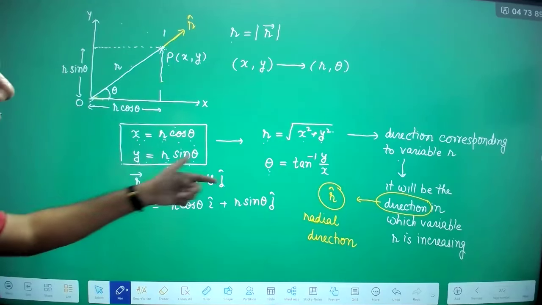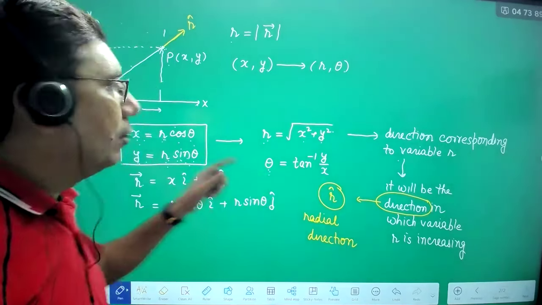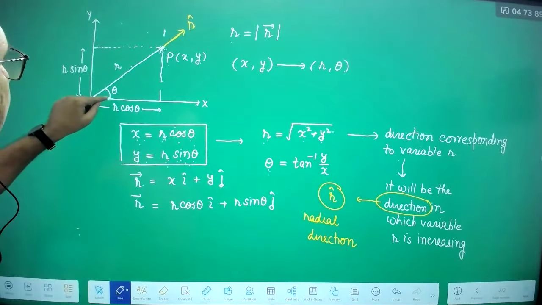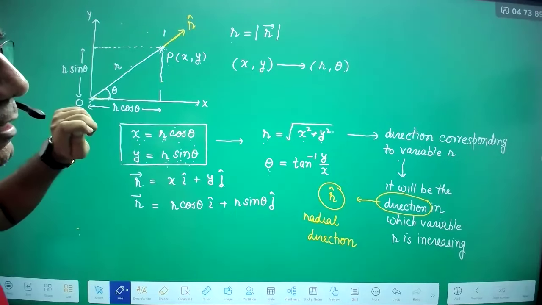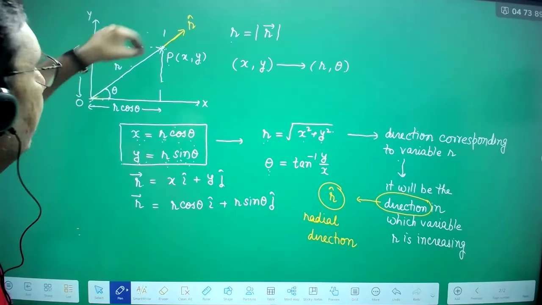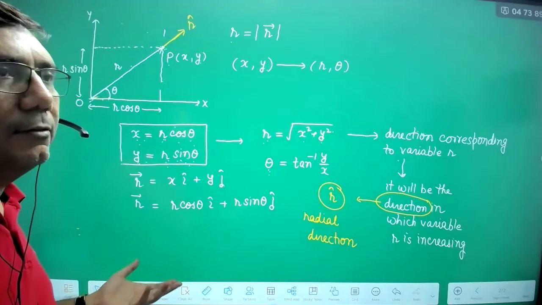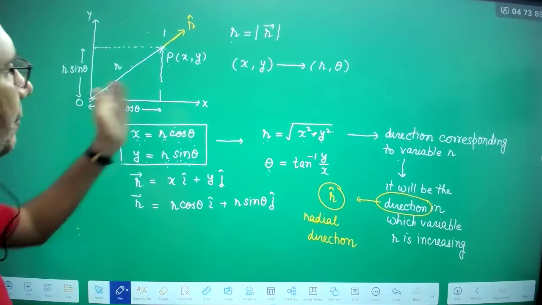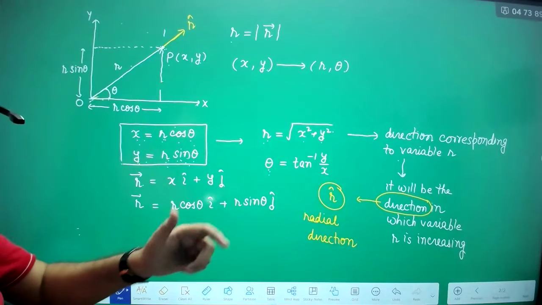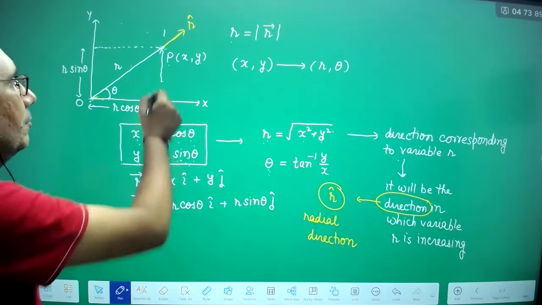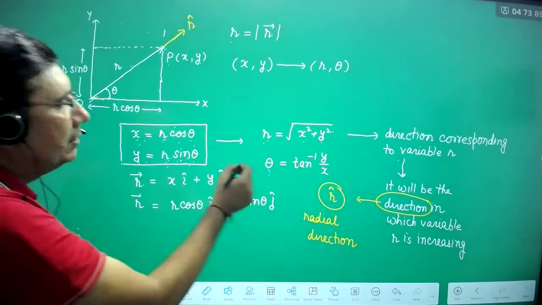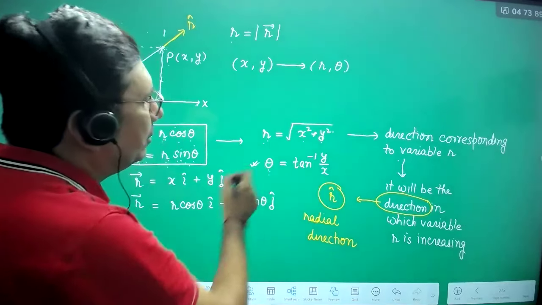So basically the meaning of this r cap direction is there only when you are defining this theta. So another variable is theta. If I tell you that theta is 30 degrees, then you are defining a particular r cap direction. But if I don't tell you theta, then this r cap can be anywhere. You cannot tell me this is the particular direction of r cap. So you need a direction corresponding to theta also.